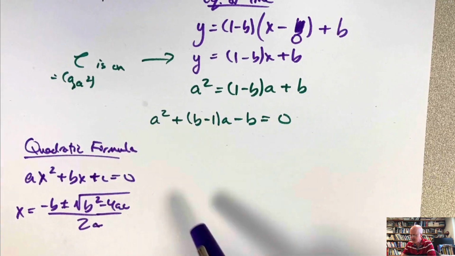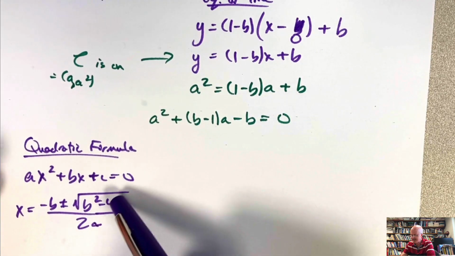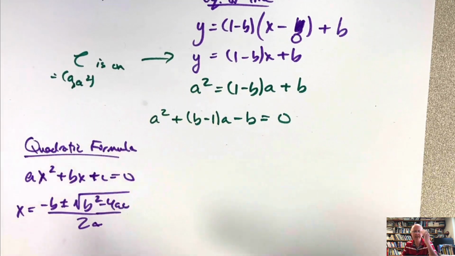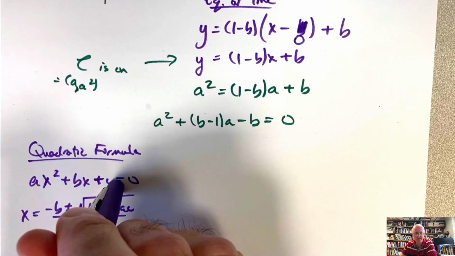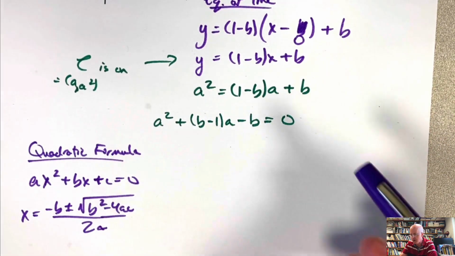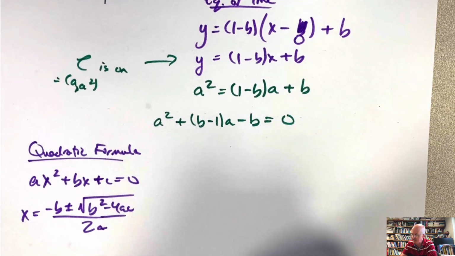It's a little confusing here because you got a's and b's here and a's and b's there. And they're playing different roles, really. When I look at this equation, I want to treat the a as the x down here, because that's the unknown. I want to solve for a.